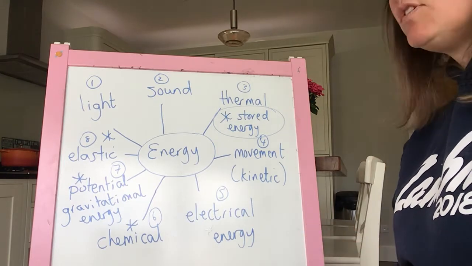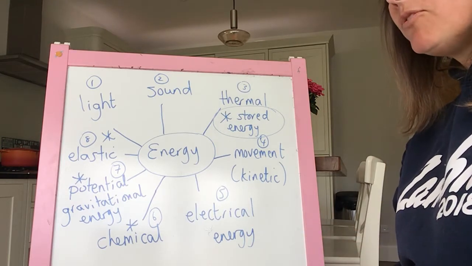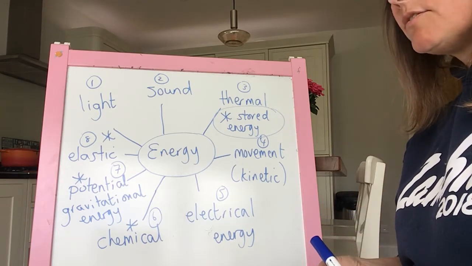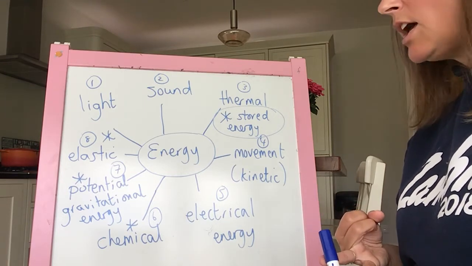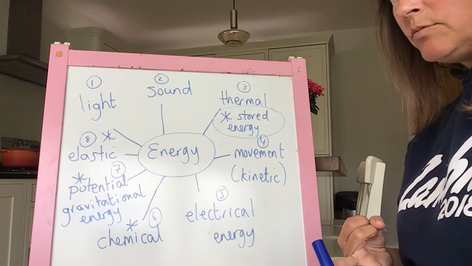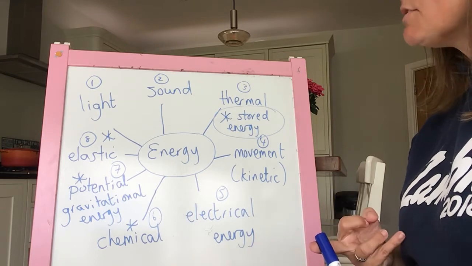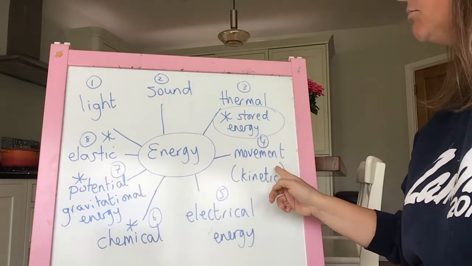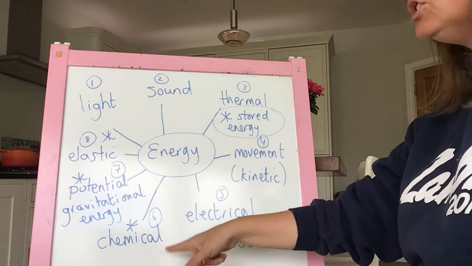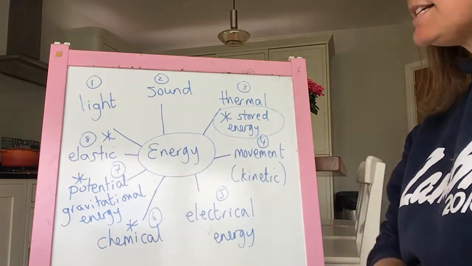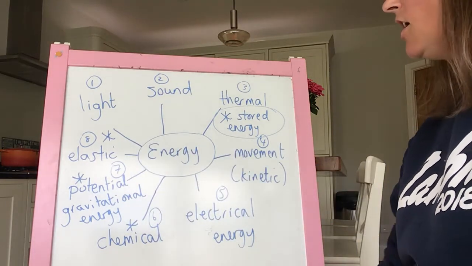Okay guys, so we've learnt that another term for energy is work done. We've learnt that the unit for energy is joules. We've learnt that 1,000 joules is a kilojoule. And we've learnt that there are 8 different types of energy: light, sound, thermal, movement, electrical, chemical, potential gravitational, and elastic.